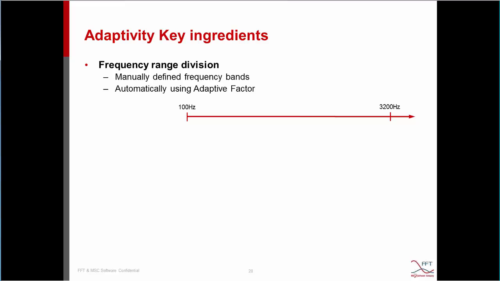So what are the key ingredients for adaptivity? Well, first, you need to divide your frequency range into smaller frequency bands. This can be done manually, so you can manually define some frequency bands in your adaptive component. And it can be done automatically using a particular keyword named adaptive factor. For example, in this case, we're interested in computing the response of the system from 100 Hz to 3200 Hz. And with this adaptive factor equal to 2, we'll have 5 different frequency bands, and we'll have one mesh for each of these frequency bands.